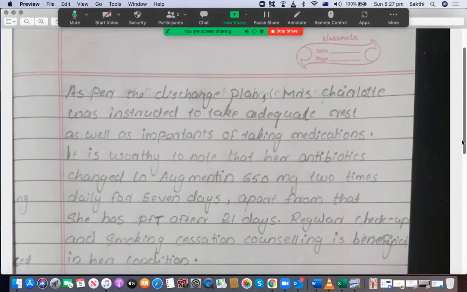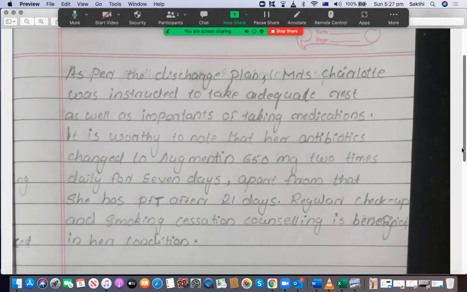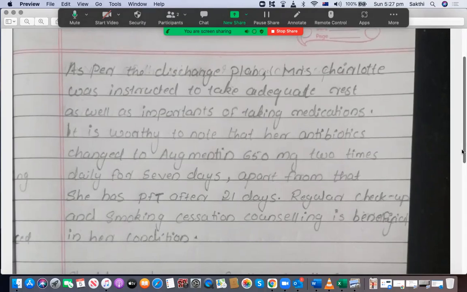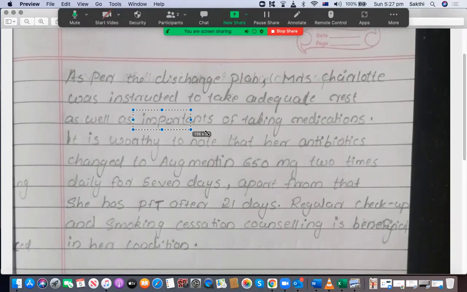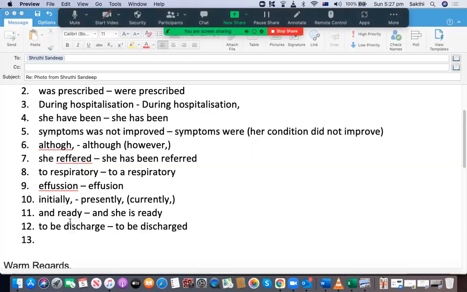Okay, that's the third page. As per the discharge plan, Mrs. Charlotte was instructed to take adequate rest, as well as importance of taking medications. No, not this importance. Do you know what is wrong with this important? Okay, what you have done is you have added "ce" at the end of an adjective to make it what? To make it a noun. But that doesn't make sense, isn't it? I'll tell you what it means. Okay, importance. There is no word like this. There's no word in English.